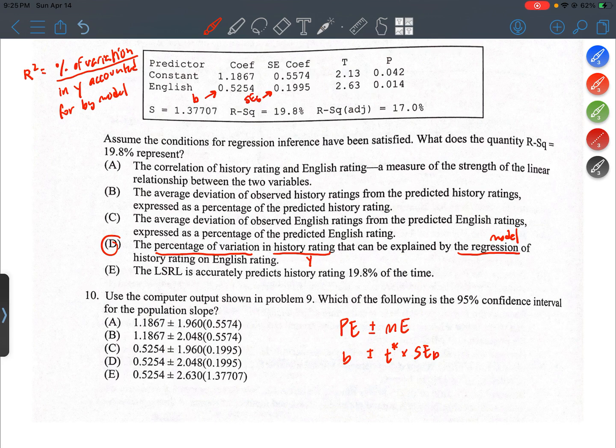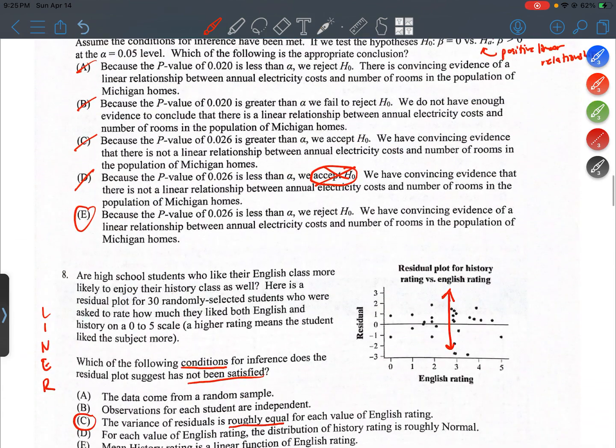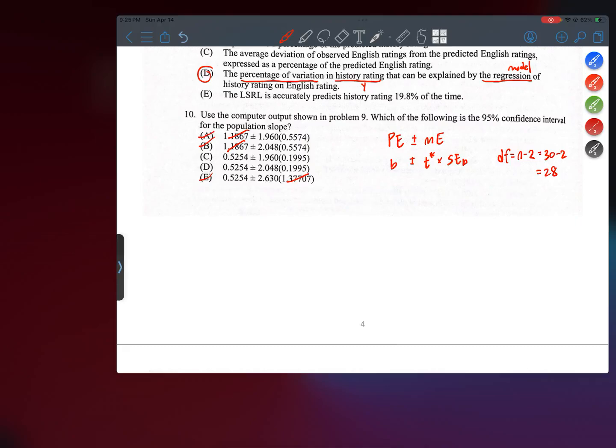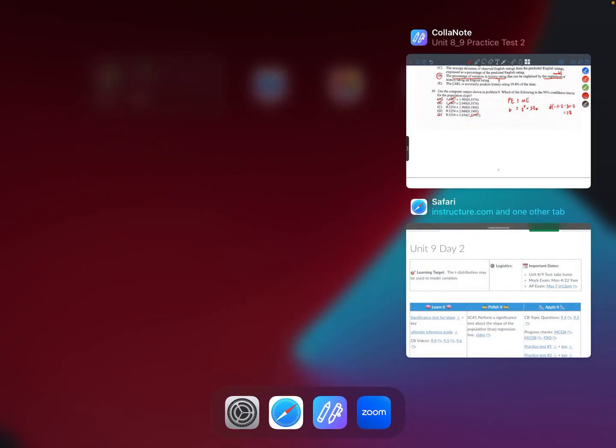So just off that alone, we could eliminate A and B, and we could also eliminate E. A and B have the wrong point estimate, and E has the wrong standard error value. So between C and D, it's really just a matter of which one has the correct critical value. The critical value is going to be based on n minus 2 degrees of freedom. If we go back and look, it was 30 randomly selected students, so 30 minus 2 is going to be 28.